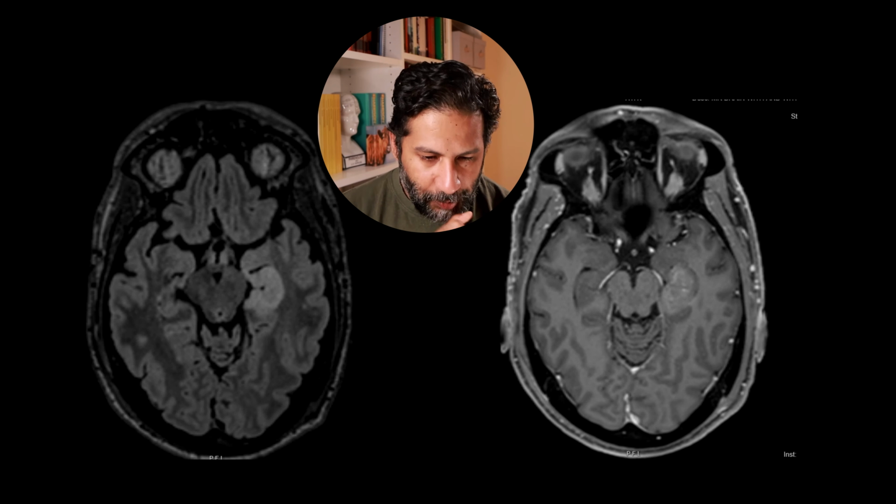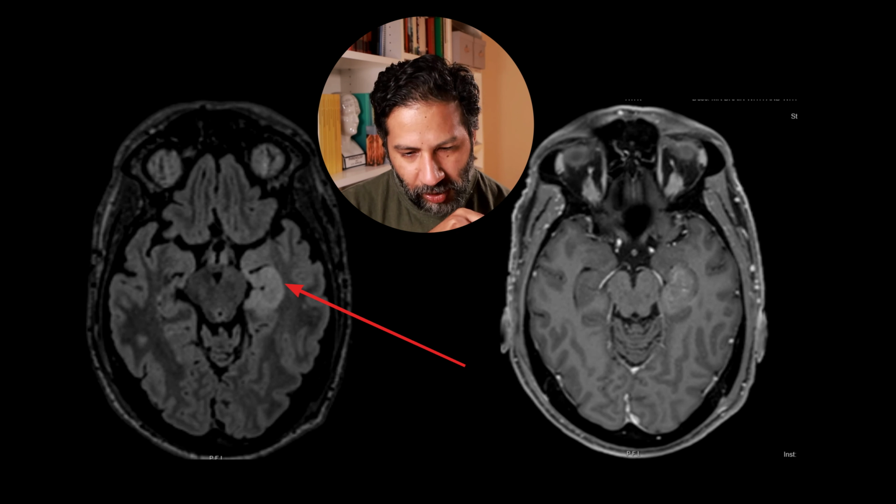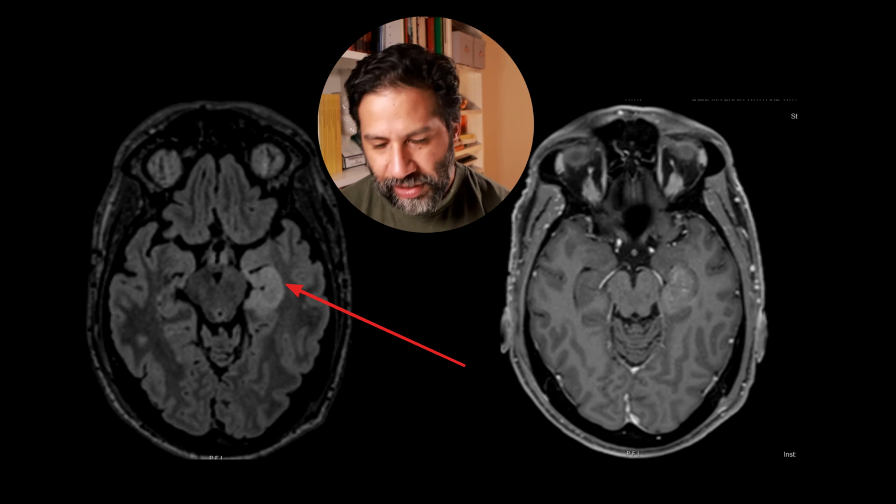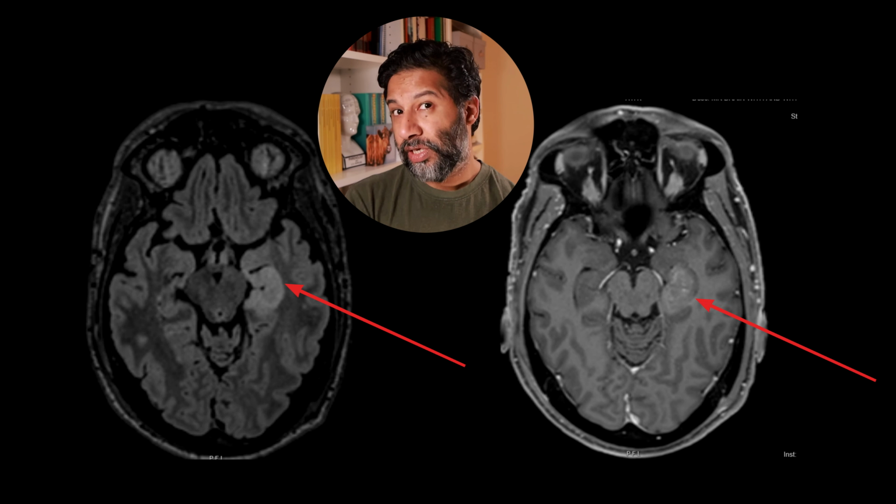This is his MRI brain. You can see here in the left hippocampus, we've got hyperintensity. And you can see on the right side on the T1 with contrast, there's a little bit of contrast enhancement there as well.